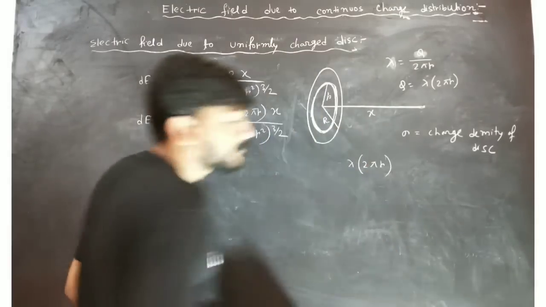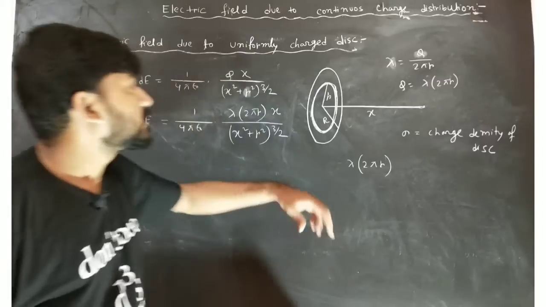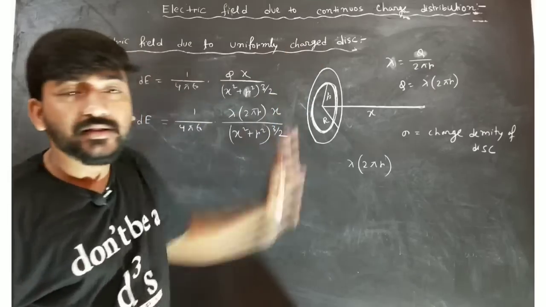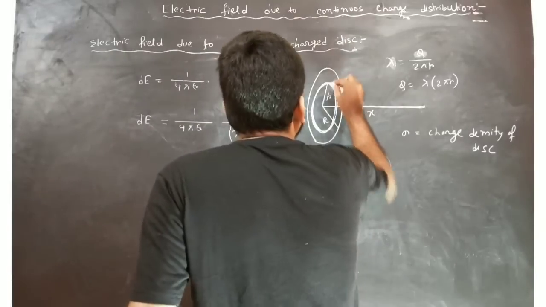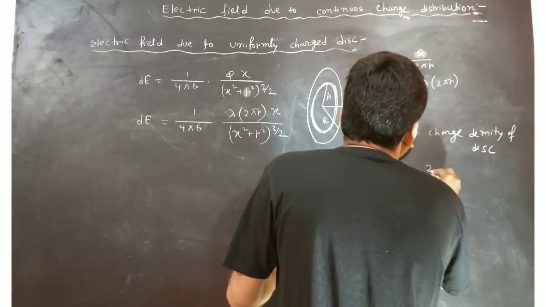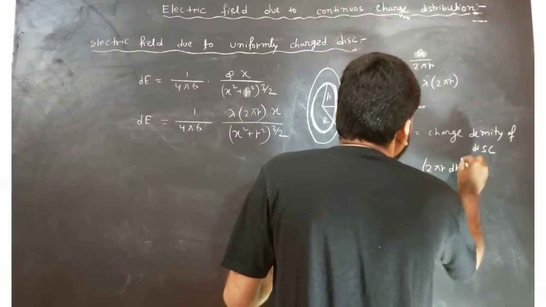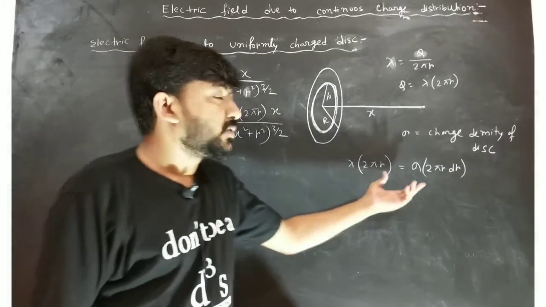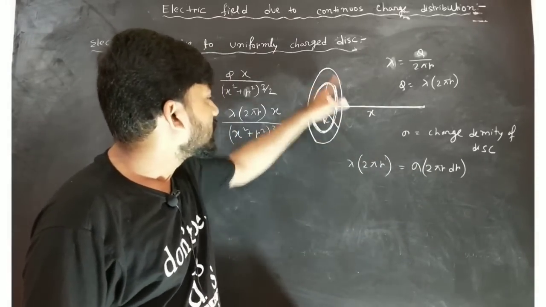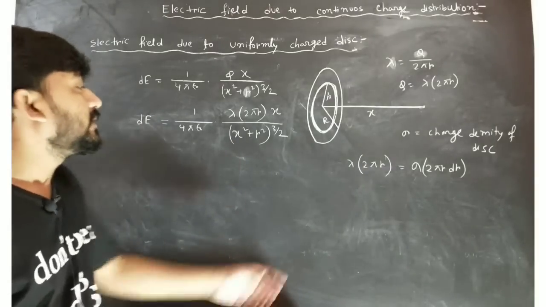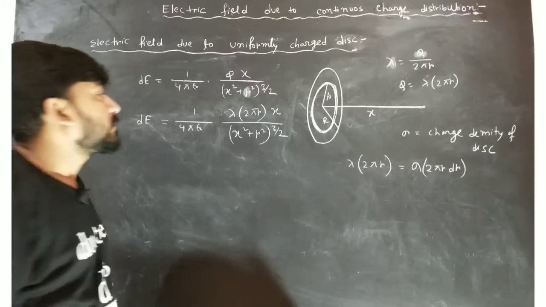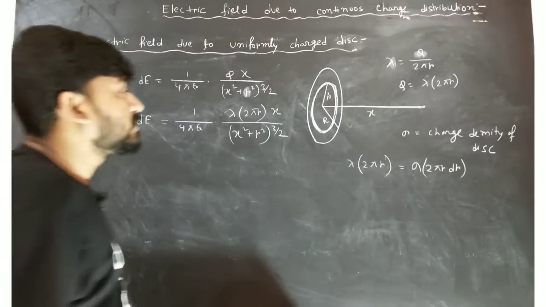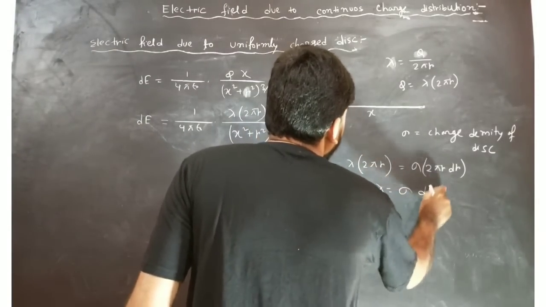But in terms of surface charge density, what is the area of this elemental ring of radius r and width dr? The area of this elemental ring will be 2 pi r dr, as the width is dr. Charge per unit area is sigma, so the total charge will be sigma into 2 pi r dr. In one respect the charge on the ring is sigma into 2 pi r dr, and in another it is lambda into 2 pi r. So we can substitute lambda into 2 pi r as sigma into 2 pi r dr, or simply write lambda is equal to sigma dr.